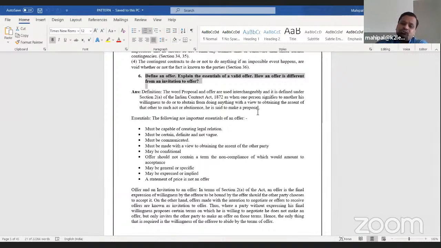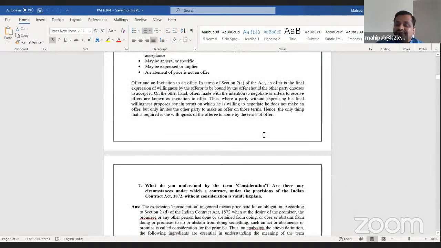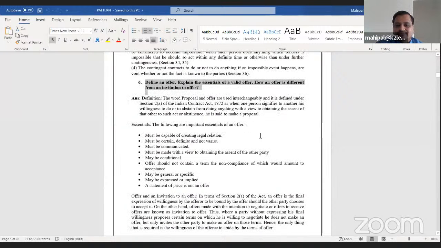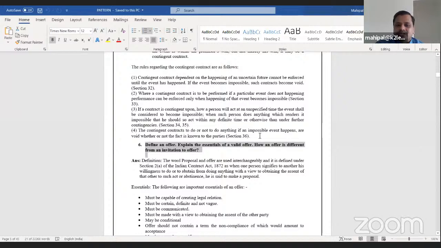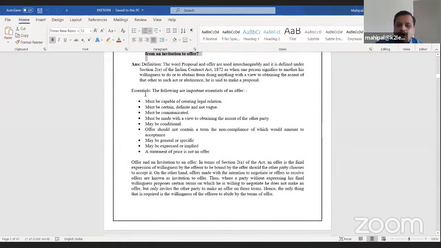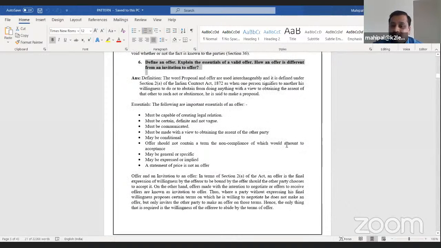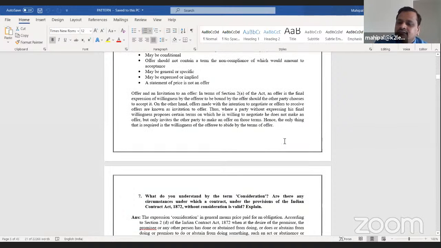ध्यान से सुनना. First definition दो. Definition देने के बाद essential elements you have to write down. After writing the essential elements, give the difference between offer and invitation to offer. Clear? This is technically a 6-mark question. Definition अगर लिखा है तो 2 marks, essential elements 2 marks and difference 2 marks. Clear? How many marks can we expect from Contract Act? Technically speaking, around 20 plus marks.